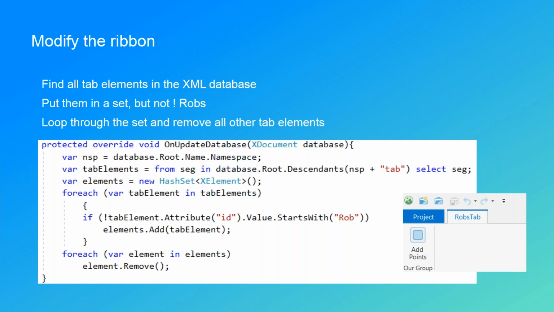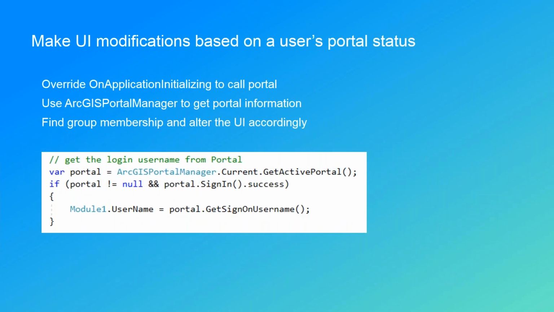And that way I've got a nice shortened or minimized user interface to help my users focus in on the work at hand. The other thing I did was override the on application initializing. In that method, you know that it's safe to call the portal. Some of the other methods, they're happening a little earlier. The initialization with portal hasn't been done yet. So we want to be in this method, and this is the earliest method that we can use to start communicating with the portal.